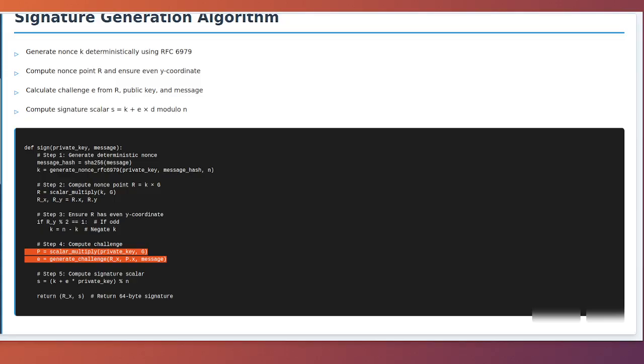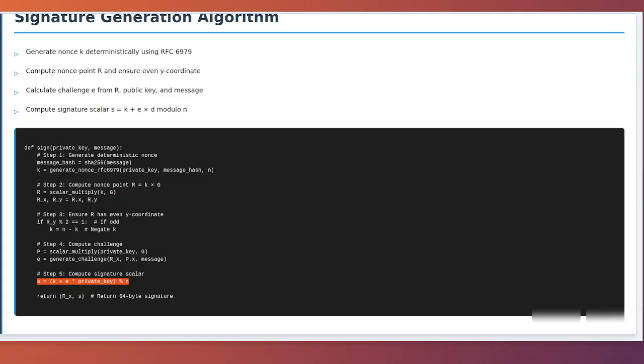Step 5 is to compute the signature scalar S using the formula S equals K plus E times D, all modulo n. This is the core equation of the Schnorr signature scheme. Let's understand what this equation means cryptographically. The term E times D is a product of the challenge and the private key. This is what proves knowledge of the private key.